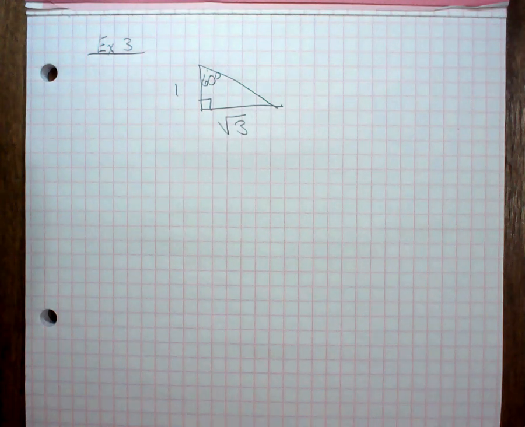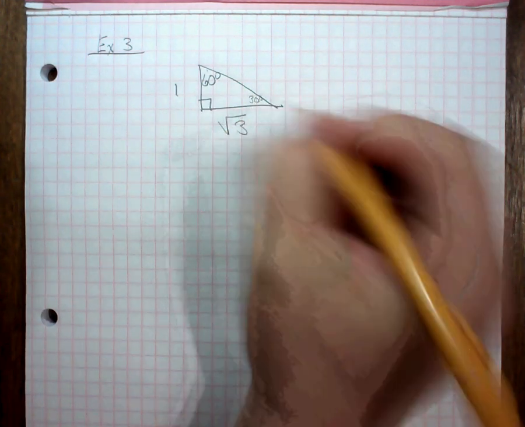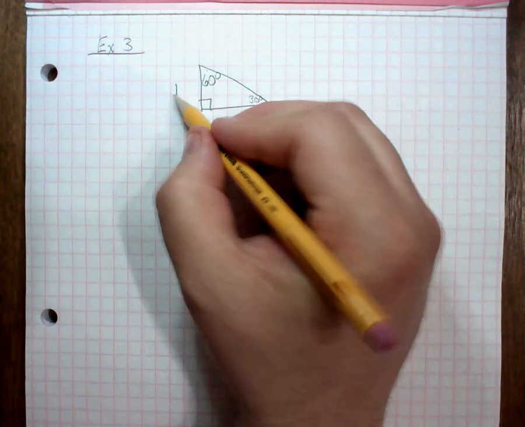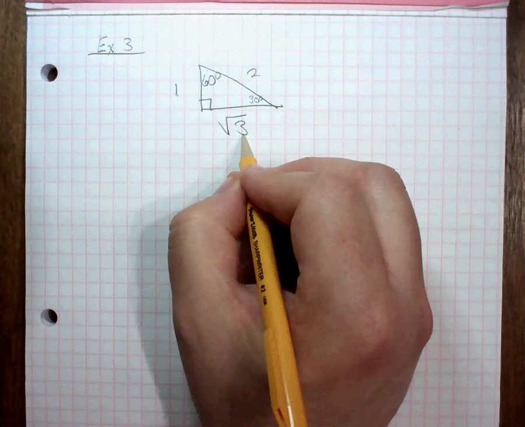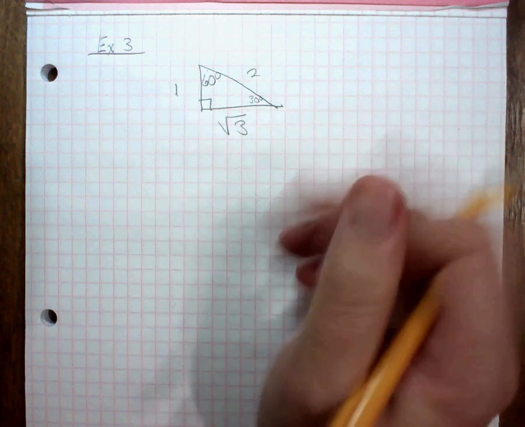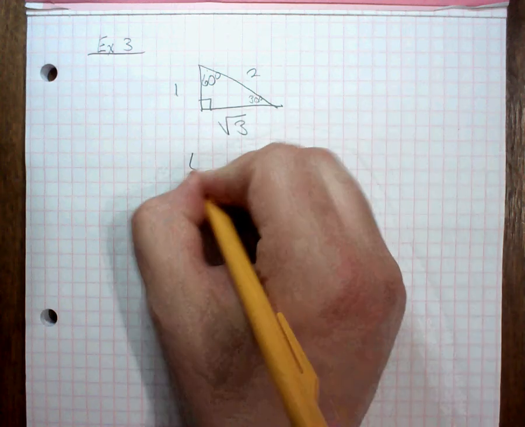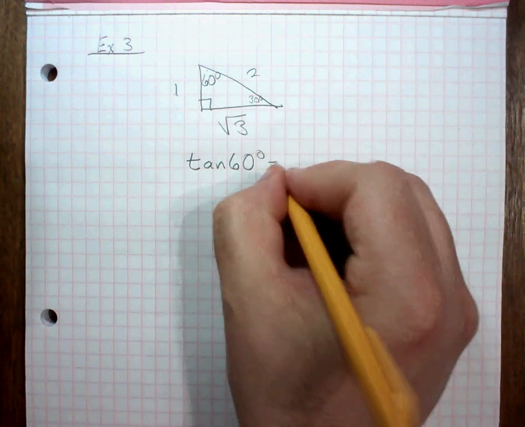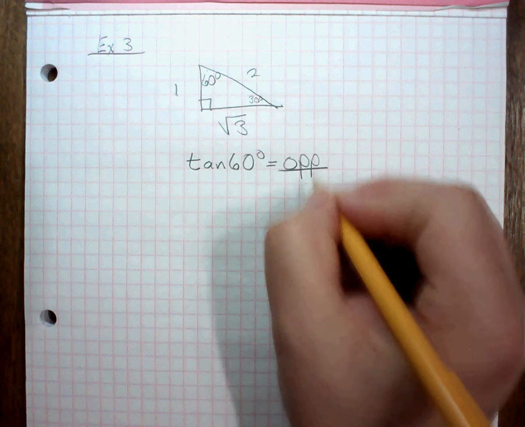Now, if you don't remember, the special right triangle is the 60-30 or 30-60, where the ratios of the side lengths are 1, 2, root 3. We did that a day or two ago, right? So then what we want to do is see if it's right. The way that I can verify that is I'm going to say the tangent of 60 degrees is equal to the opposite over the adjacent.